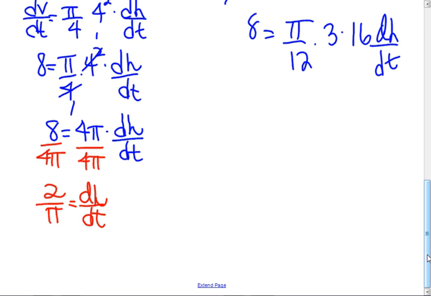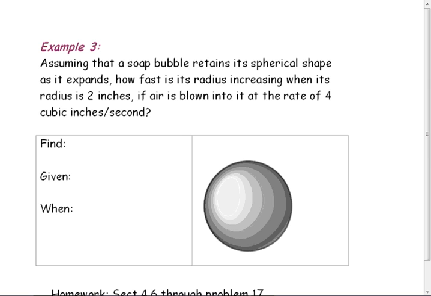Okay, we have, this is a snowball? Oh, we have a soap bubble. Retains its spherical shape as it expands. How fast is the radius increasing when the radius is 2 inches if air is blown into it at a rate of 4 cubic inches per second? What formula do you think you have to know? Oh, okay. 4/3 pi r what? Not squared, because it's got to be cubic. Now, I think they might expect you to know that one. So I'm going to let you try it.